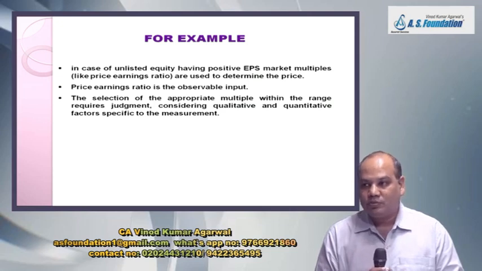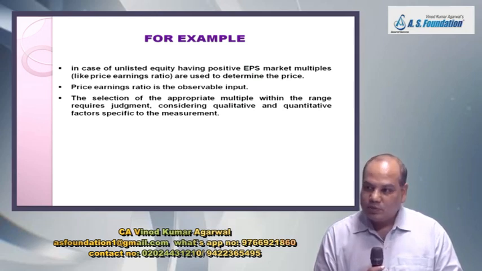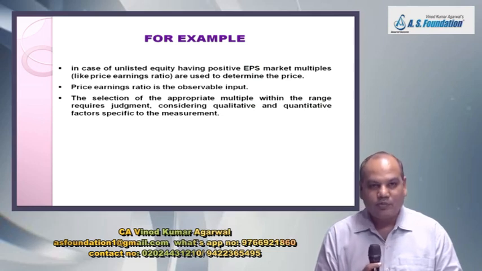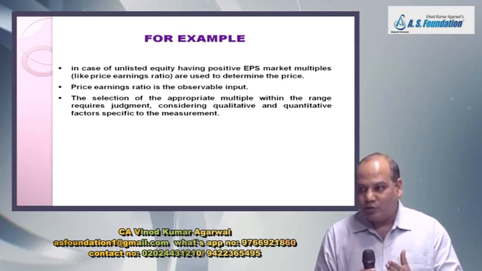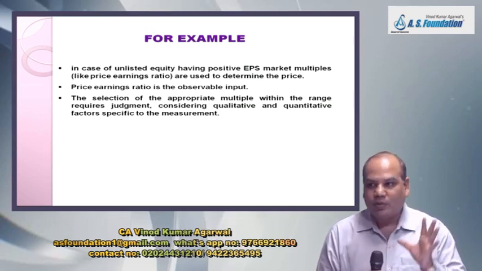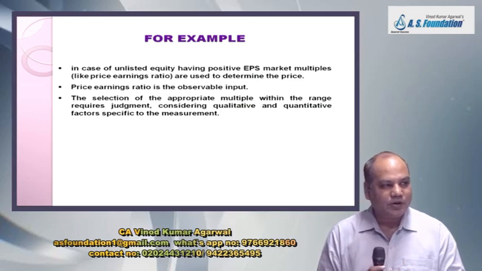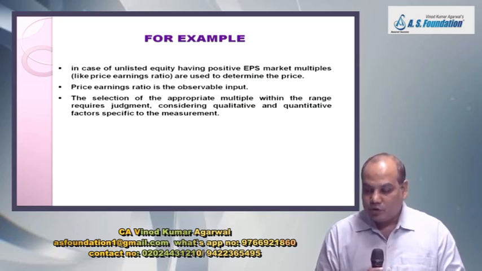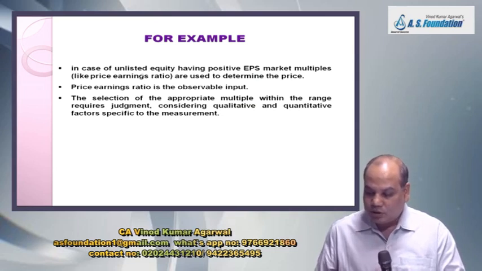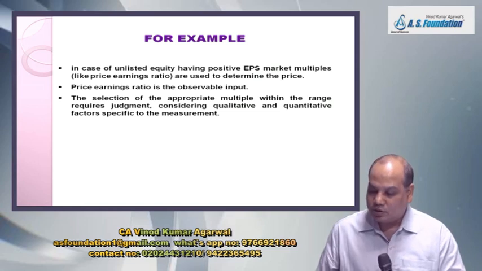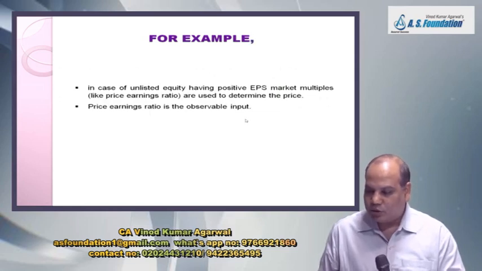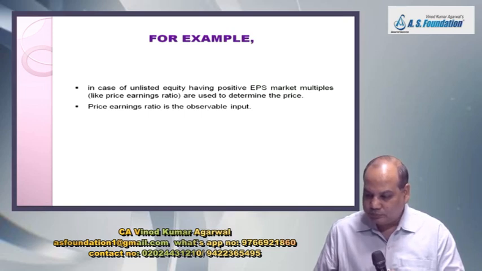Then there is one more, the sales multiple. Market price per share upon sales per share. Then enterprise value or market capitalization upon earnings before interest, tax, depreciation and amortization. So these are called observable inputs. According to the nature of the business or situation, we can use one or more multiple approaches.